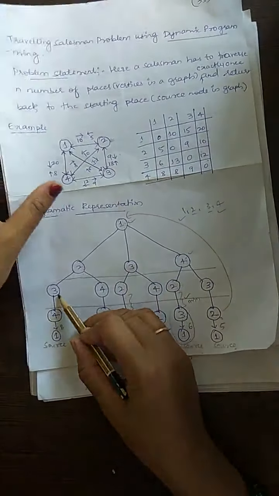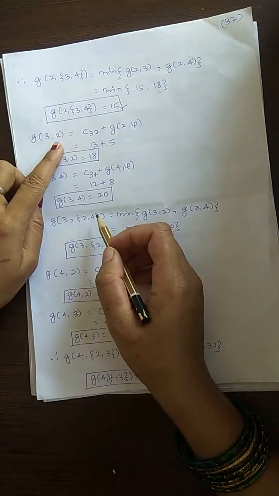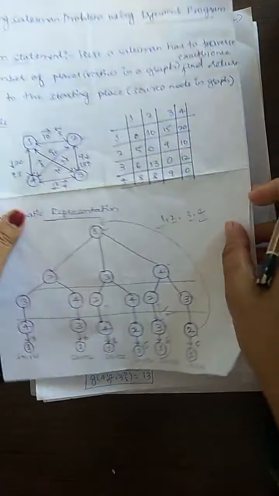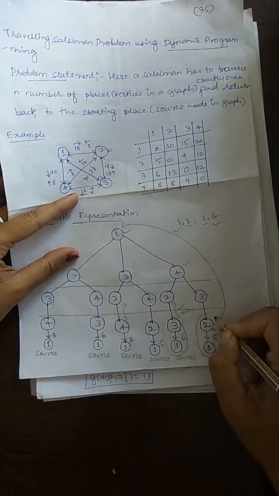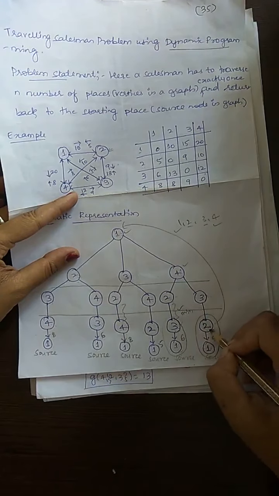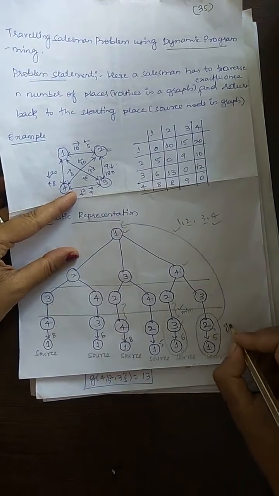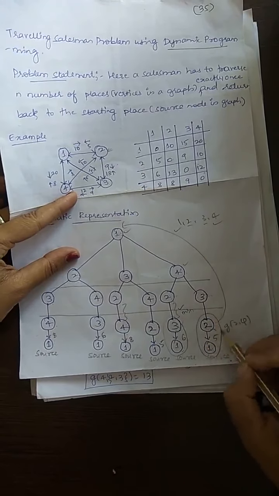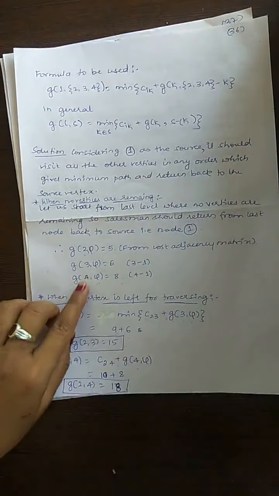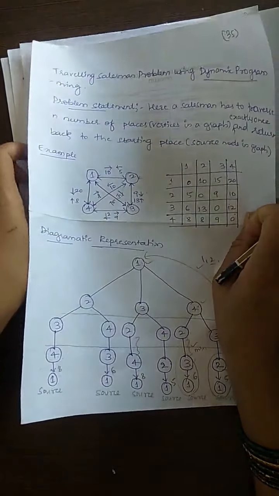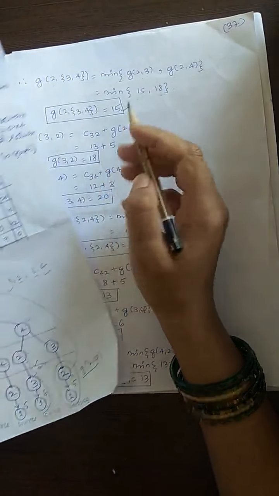Next, if I take vertex number 3, from 3 to 4 or from 3 to 2. From 3 to 2, how will we find out? The cost of 3 to 2 plus whatever distance is remaining. 3 to 2 is 13, plus this distance, which is nothing but G of 2 comma 5, is it not? G of 2 comma 5 is 5 here. So 13 plus 5, that is 18. This is for 3 to 2.